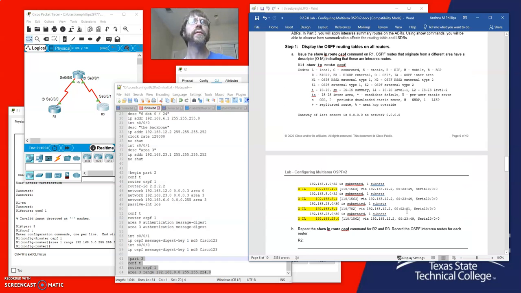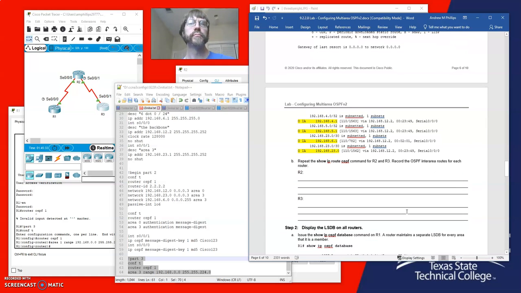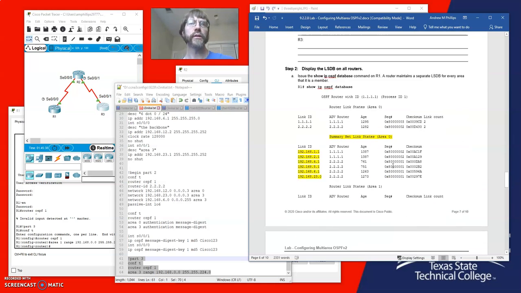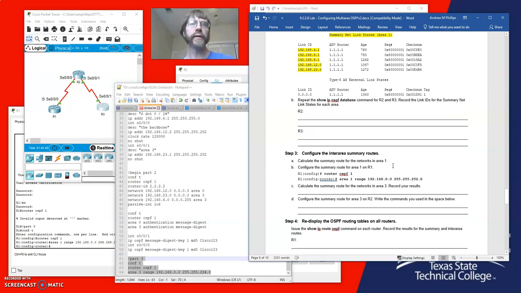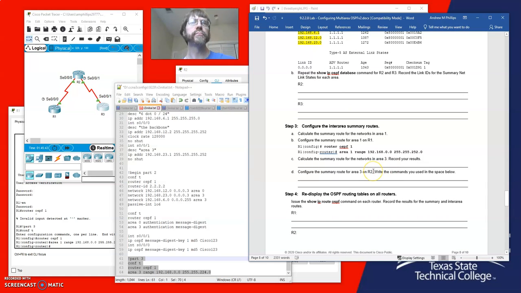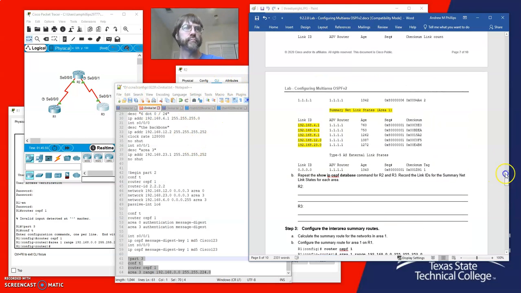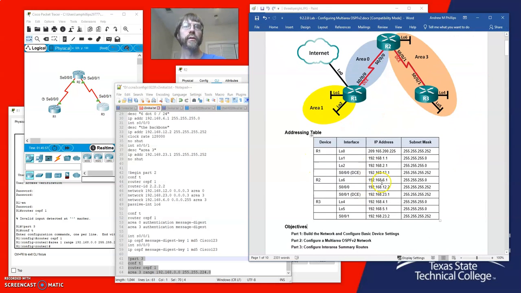let's see. We're going to look at the LSDB, summary area routes. Calculate the summary route for the networks in Area 3. So thinking about that, the networks in Area 3 are 6, 12, 23, 4, and 5.